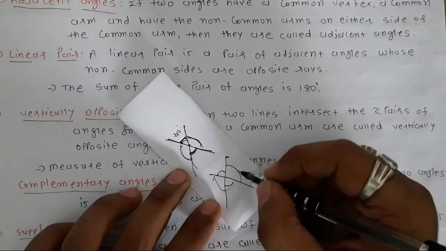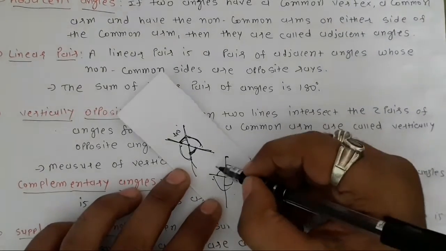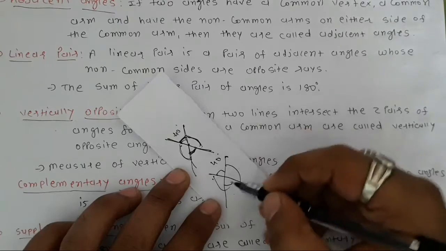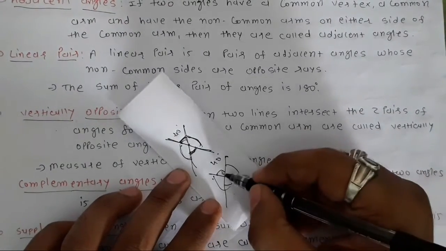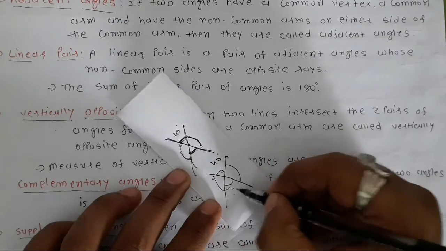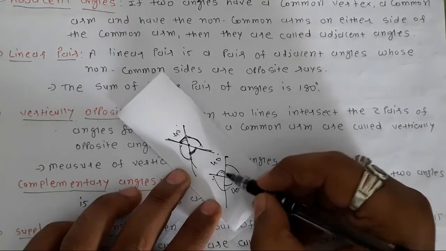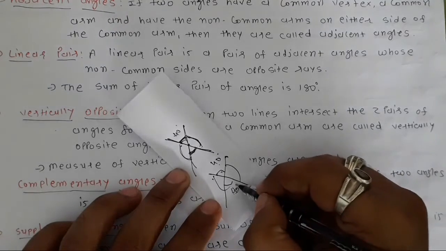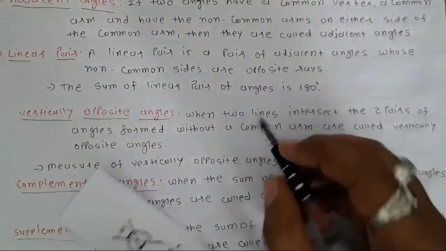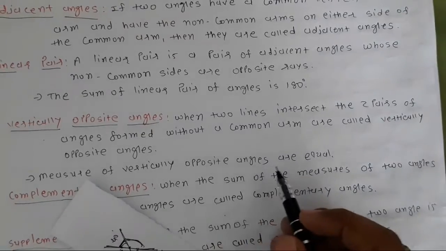This one has another pair. Now if the measurement of this angle is 40 degrees, then the measurement of its opposite angle is equal. The measurement of this one is 40, so the same measurement of this angle is also 40 degrees. So here you may see the measures of vertically opposite angles are equal.